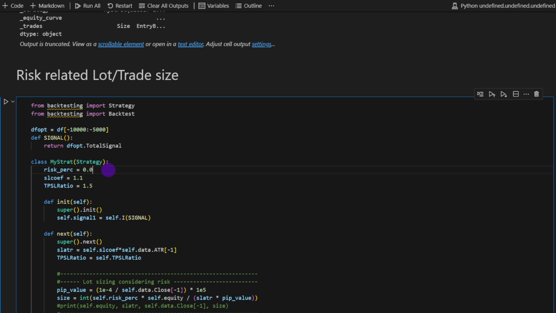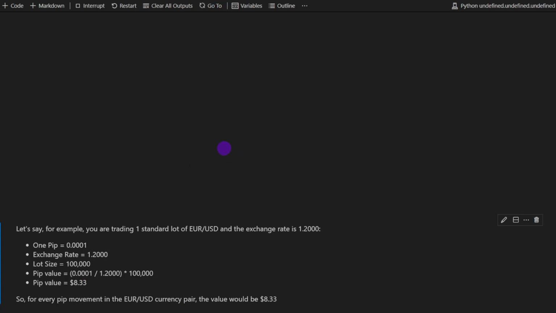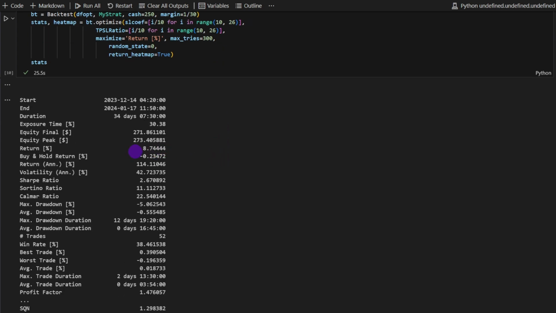I personally use 5%. You don't have to follow my trading. Just don't listen to me. I'm impatient. I'm kind of aggressive in trading. Using 5%, we get 8.7% in returns and a Sharpe ratio of 2.6. So we're still kind of safe. I would say a Sharpe ratio of 2.6 is okay. 8% is okay as well because the duration is 34 days.